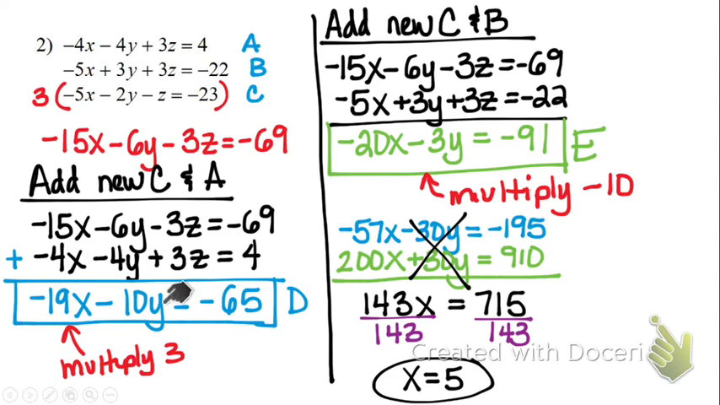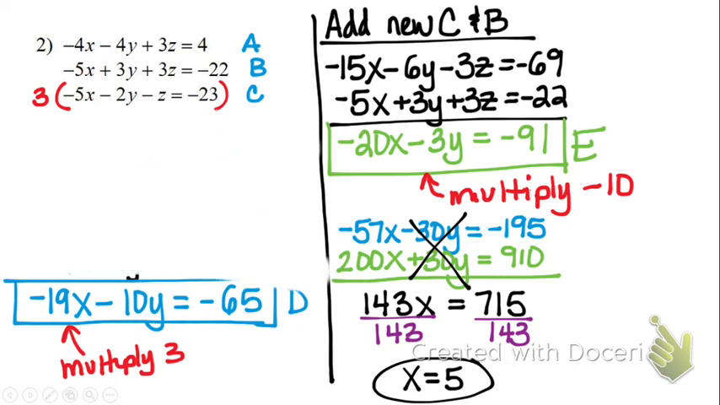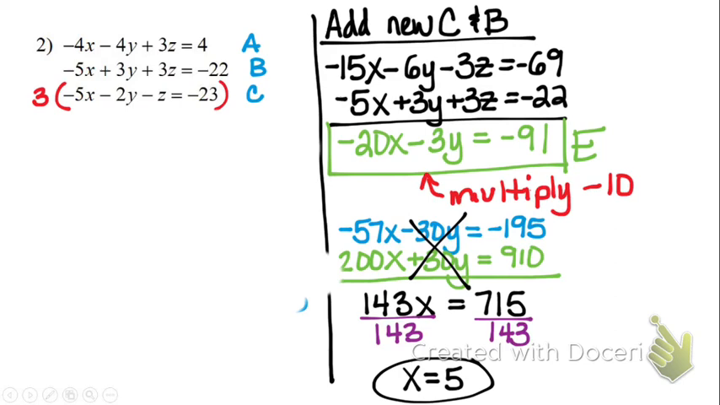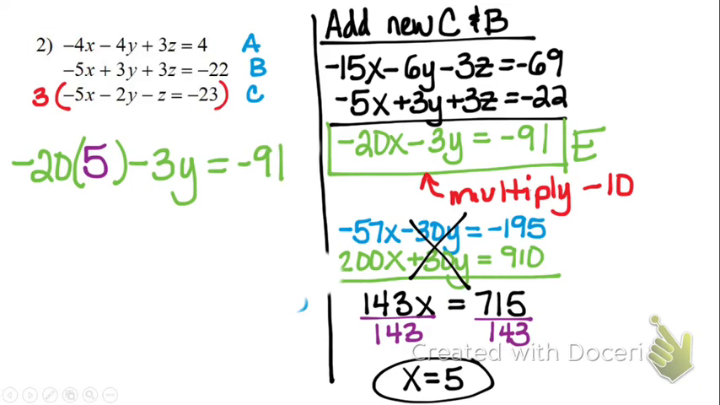So now we need to figure out which one of these do we want to use to find y. Do we want to use this blue one? Or do we want to use this green one? Raise your hand if you want to use the blue. Raise your hand if you want to use the green. All right, so we're going to use the green. And I am going to erase so I can have some space. So now I'm using this equation, so that's a negative 20 times x, which we figured out is a 5, minus 3y equals negative 91. Go ahead and solve that for y.